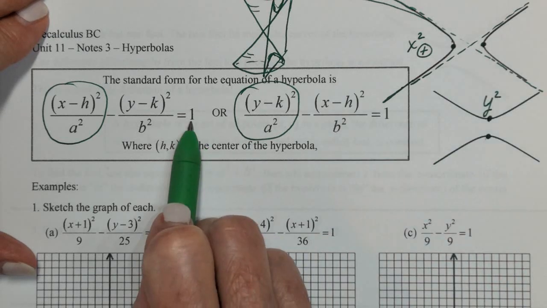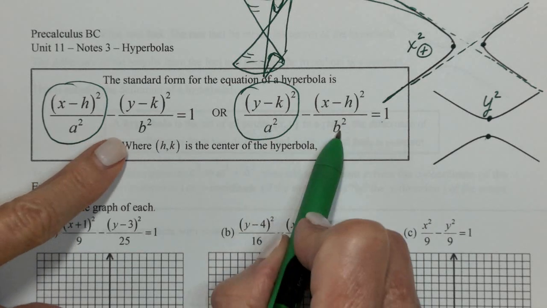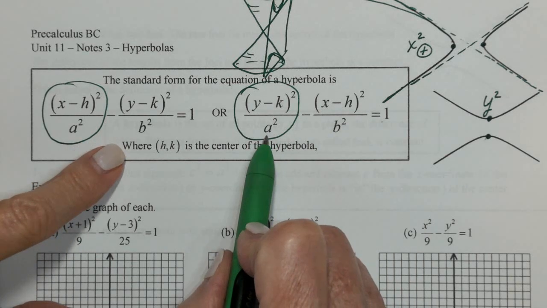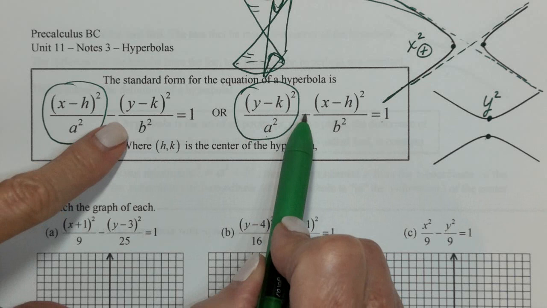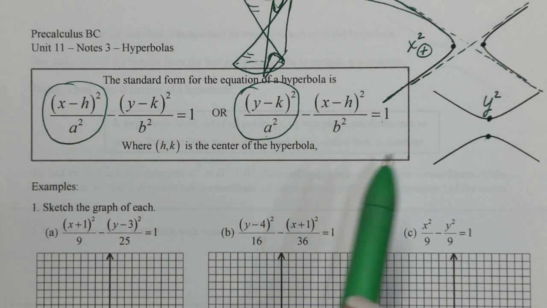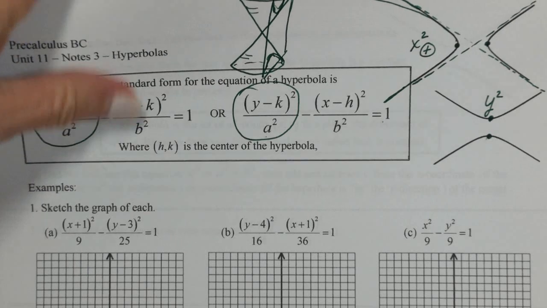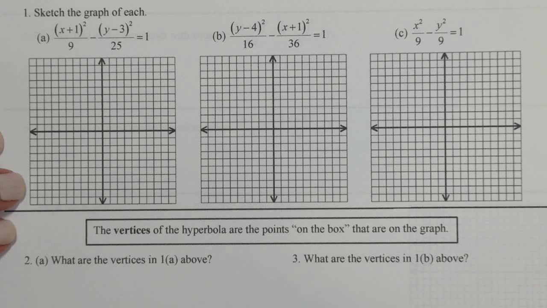Alrighty, we still have one on this side, just like ellipses. A squared and b squared can be the same or different. It doesn't matter. It makes it a hyperbola if you have one of the squared terms being negative. Okay? So let's begin by sketching a few of these hyperbolas.